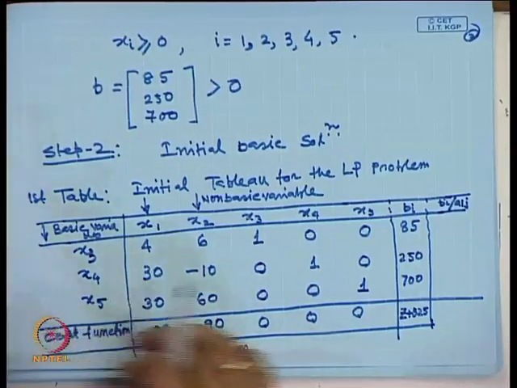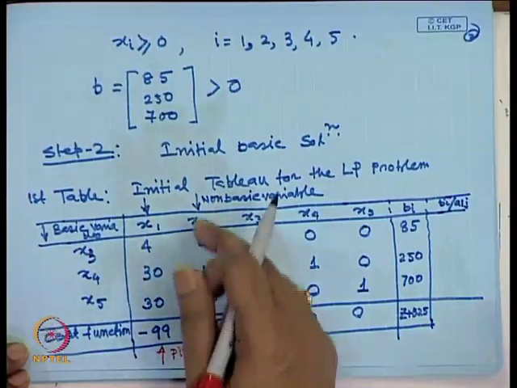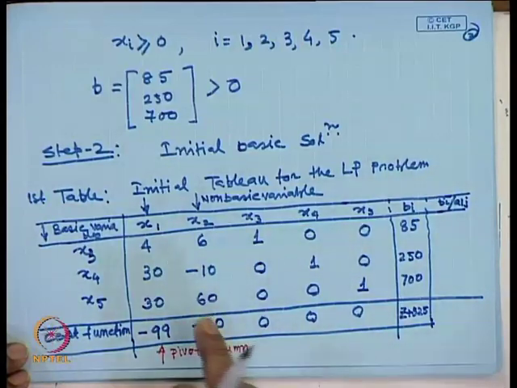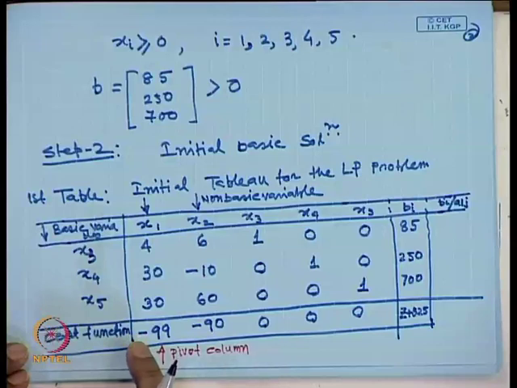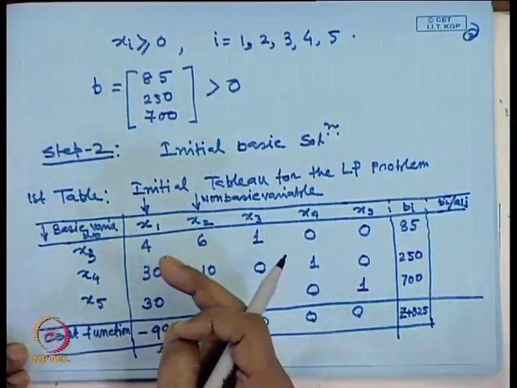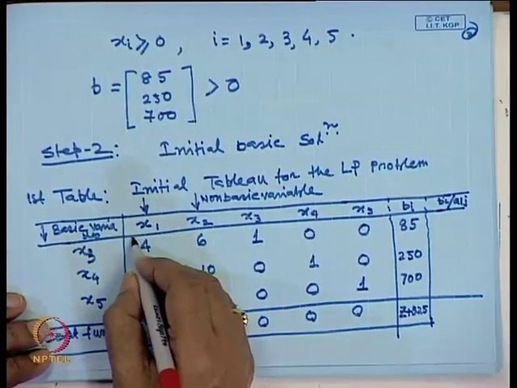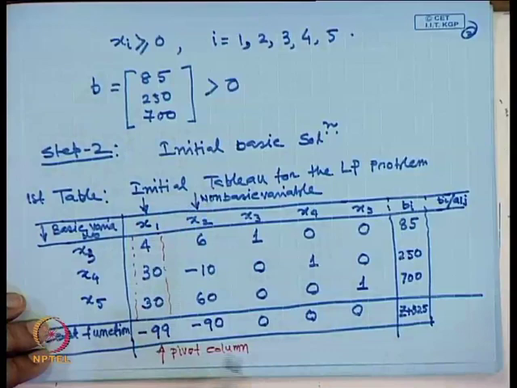Agree? So you concentrate on the cost function expression. What is the expression? Minus 99 into x1, minus 90 into x2, 0 into x3. In the objective function or cost function, only non-basic variables are there. Out of these two non-basic variables, the variable having the largest negative coefficient will be treated as a basic variable, entering from the non-basic variables. So you will write EBV, entering basic variable. This column belongs to x1, so this is the pivot column, and x1 will go as a basic variable.